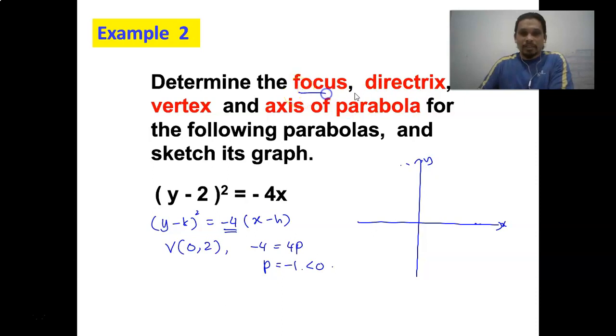Determine the focus, directrix, vertex, and axis of the parabola. So we have found that the vertex is (0, 2) above here, and p equals negative 1. So y to the power of 2 is either open to the left or open to the right. For this one, when p is less than 0, or negative 1 here, it opens to the left.